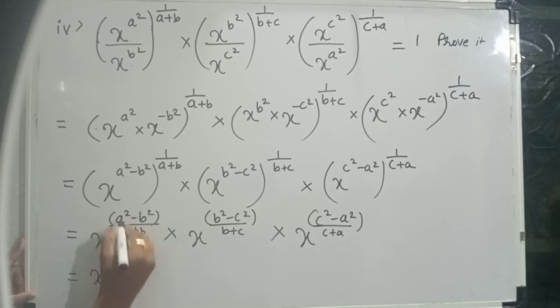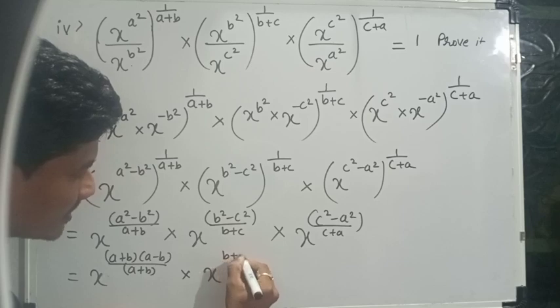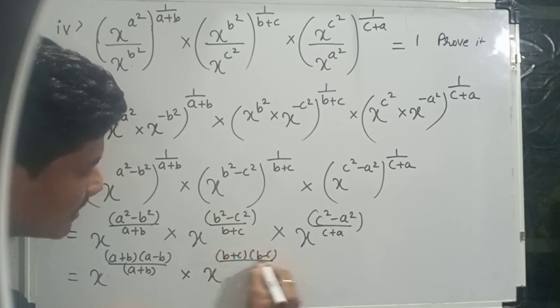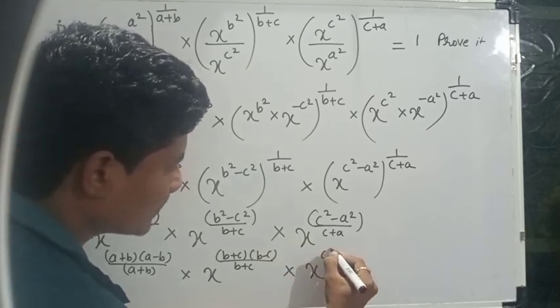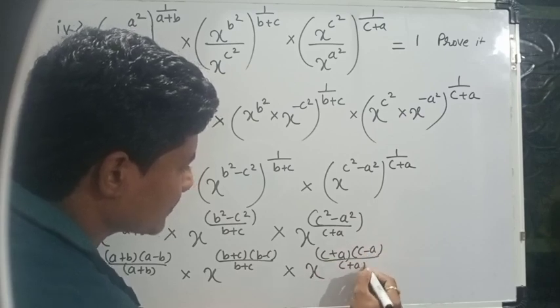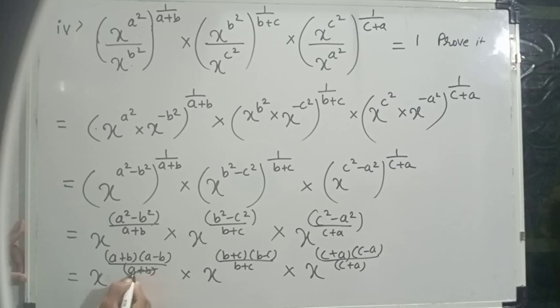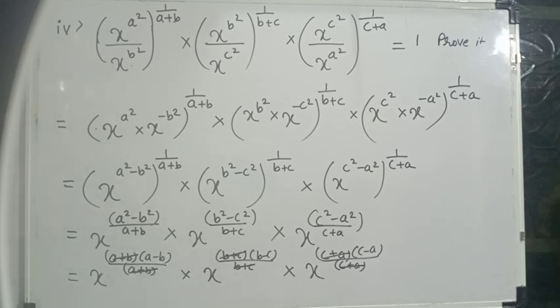x to the power a square minus b square can be written as a plus b into a minus b, divided by a plus b, into x to the power b square minus c square, written as b plus c into b minus c, divided by b plus c, into x to the power c square minus a square, written as c plus a into c minus a, divided by c plus a. a plus b, a plus b, b plus c, b plus c, c plus a, c plus a get cancelled here. What remains here? Let me write here.